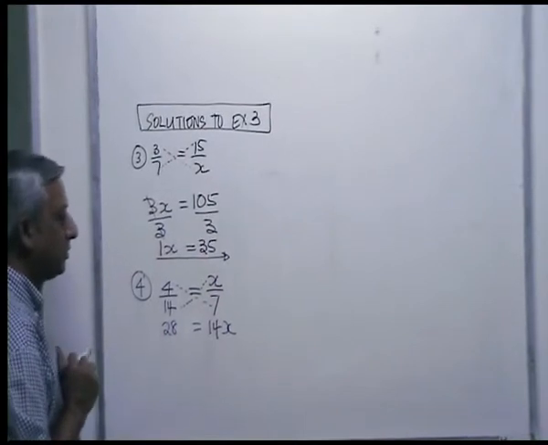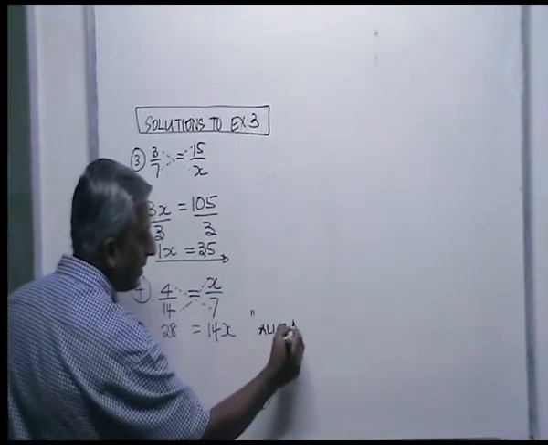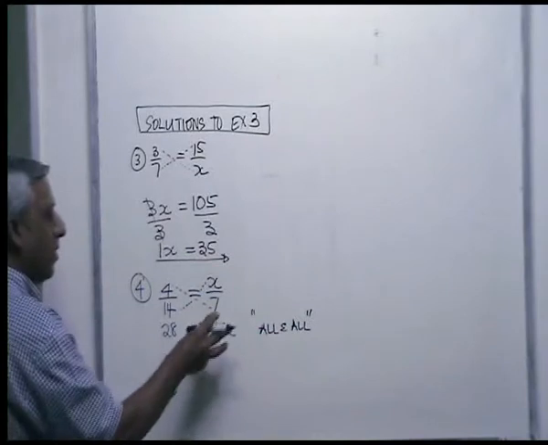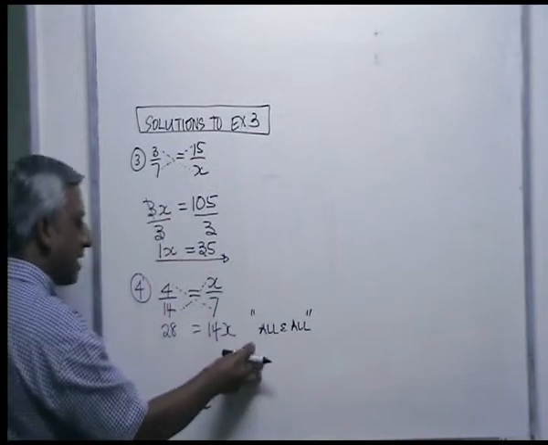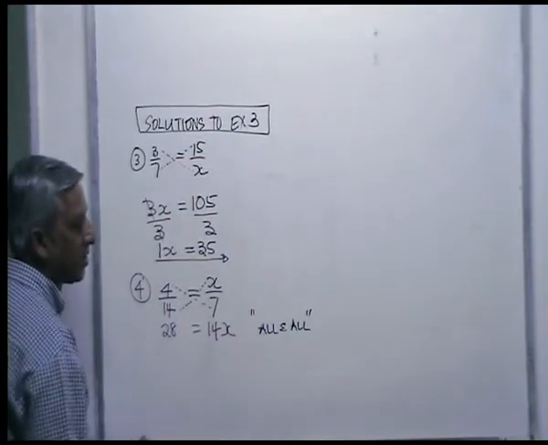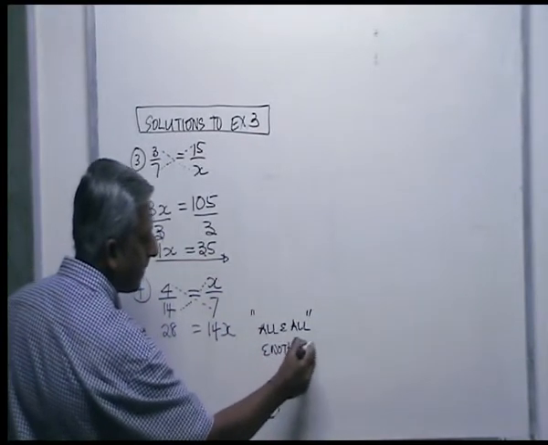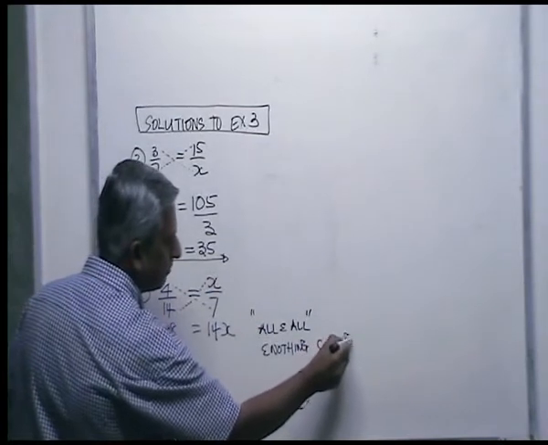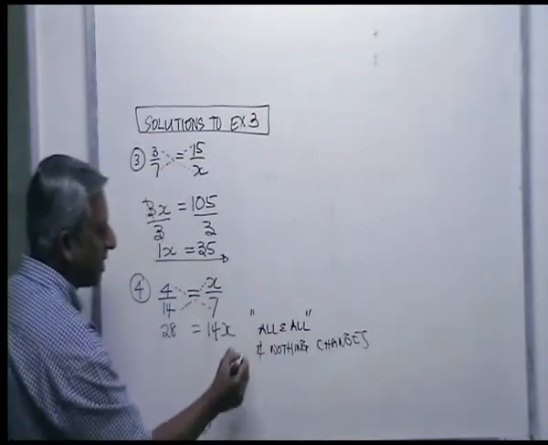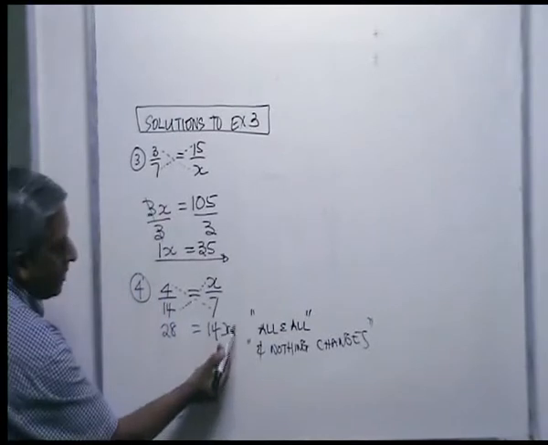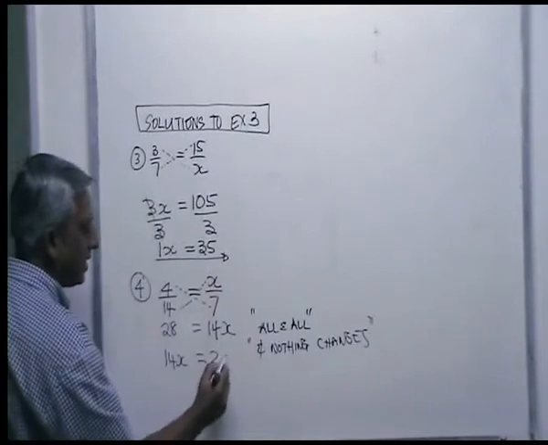Then I can use that law. If you like, you can call it the all and all law. If I take all from that side and bring it to the left hand side, if I take all from this side and take it to that side, nothing changes. All, and nothing changes. See? All and nothing changes. So if I like, I'll bring all this on this side, I'll take all this on that side.